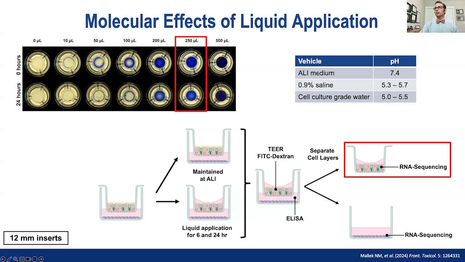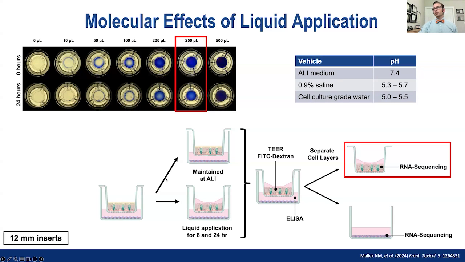We also then selected our vehicle, which was ALI medium, based on it's going to be an appropriate pH and not result in starvation of the cells during the exposure, compared to 0.9 saline and cell culture grade water, which are commonly used. But what's often not appreciated is that these are very low pH for biological systems. So that's something to be considered here.